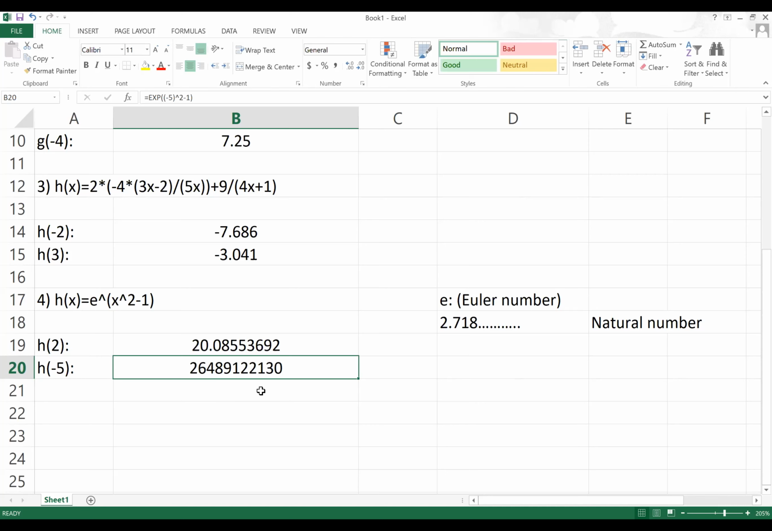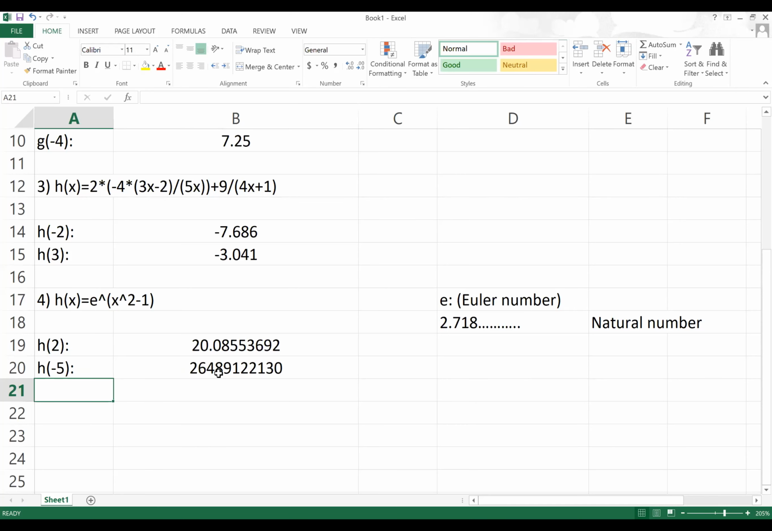So it's 26 billion, right? 489,122,130. Okay, that would be the result for that. So this is question four. So far, any questions?